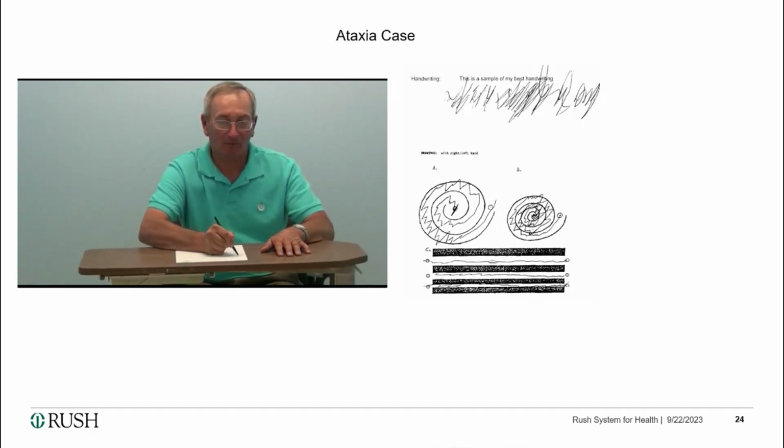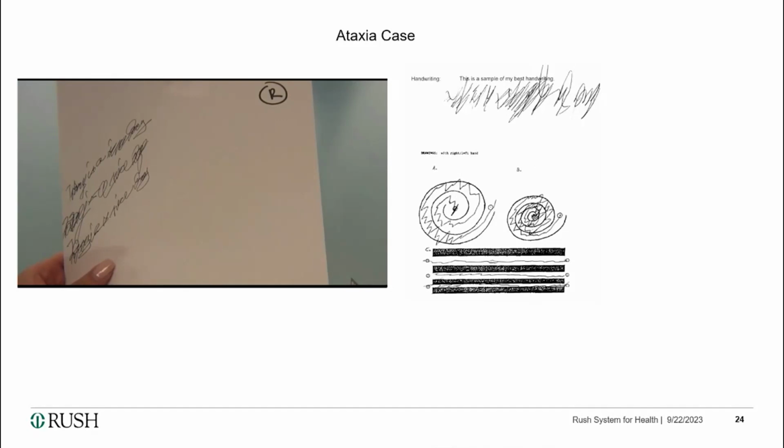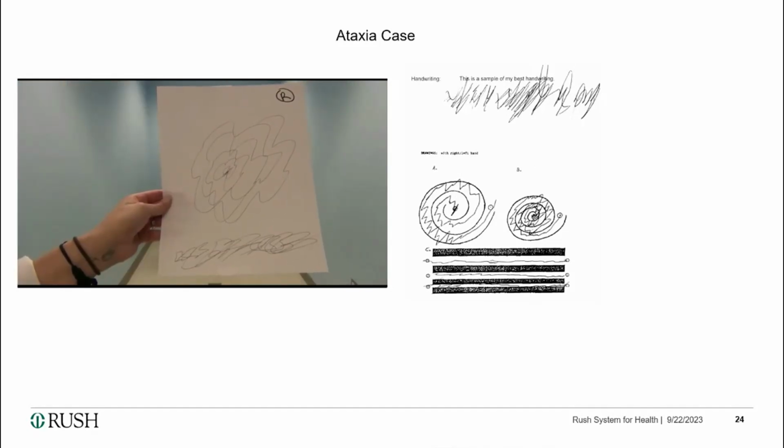This is his tremor that we can see on his video as he's writing, and this is what it looks like. It's really illegible. You can't read his sentence, which says this is a sample of my best handwriting. And if you'll go ahead and advance one more, we'll see his image.